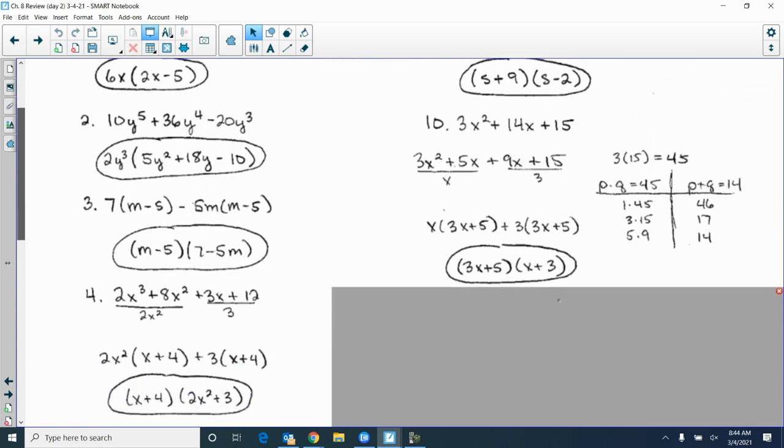For number 10 here, you multiply 3 times 15 to get 45. I looked for two numbers that multiply to 45 and add to 14. Those two numbers are 5 and 9. Then you split that up into 5x and 9x, and then you take your GCFs out. If you guess and check, you're usually fine, but I'm just going to do it this way for the notes.